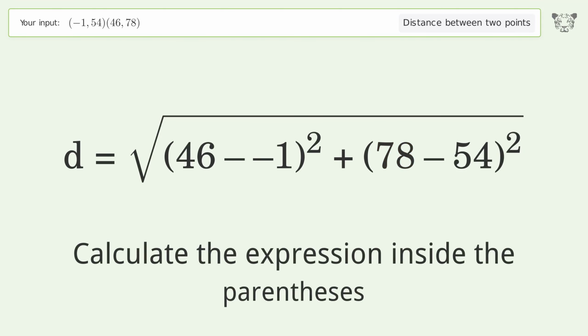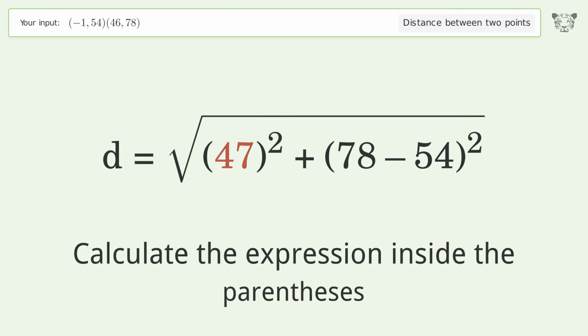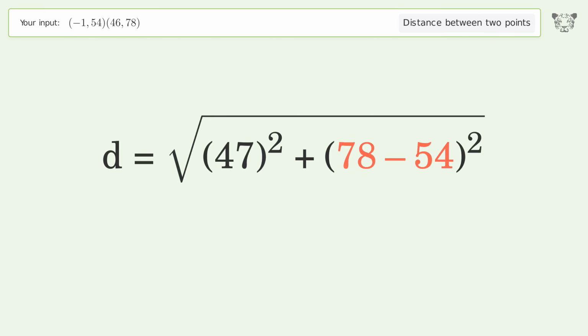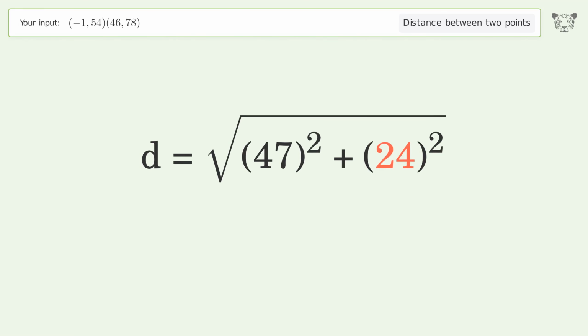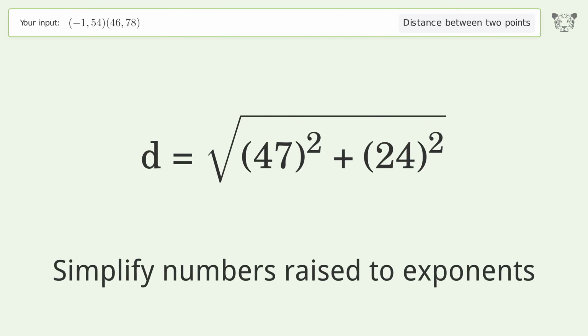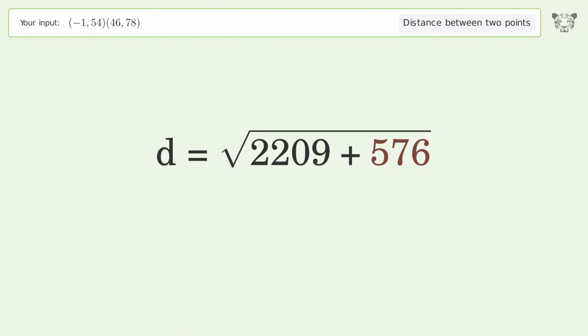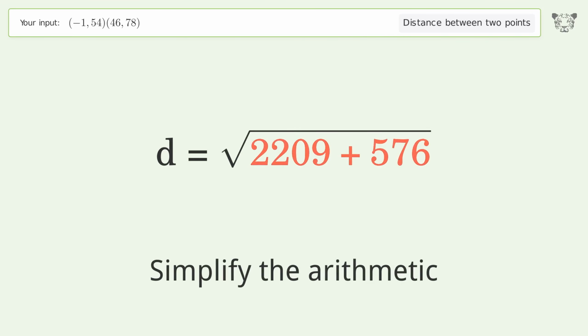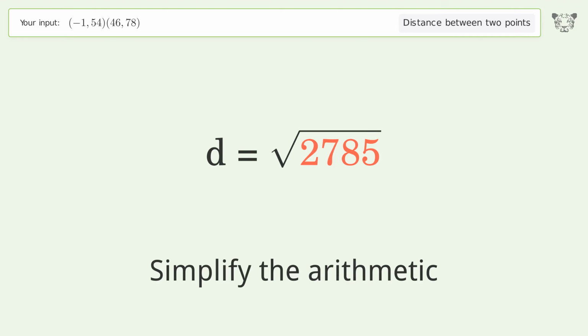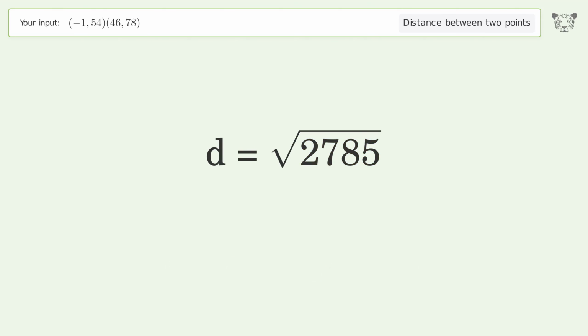Calculate the expression inside the parentheses. Simplify numbers raised to exponents. Simplify the arithmetic. And so the distance between the 2 points is the square root of 2,785, or 52.773.